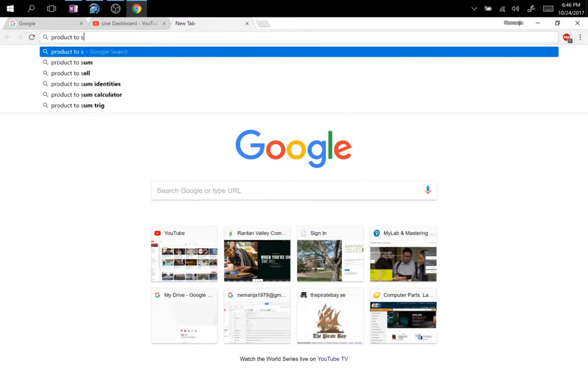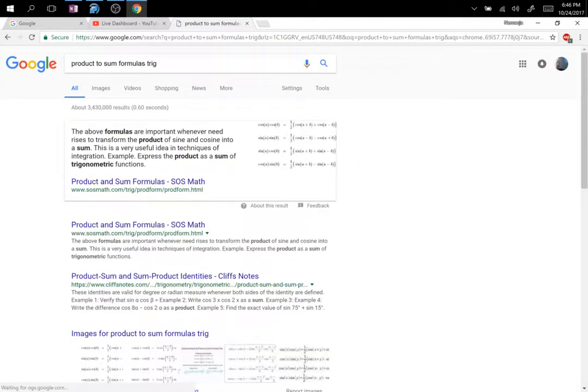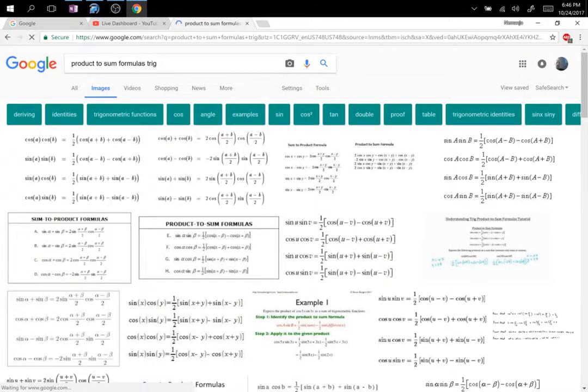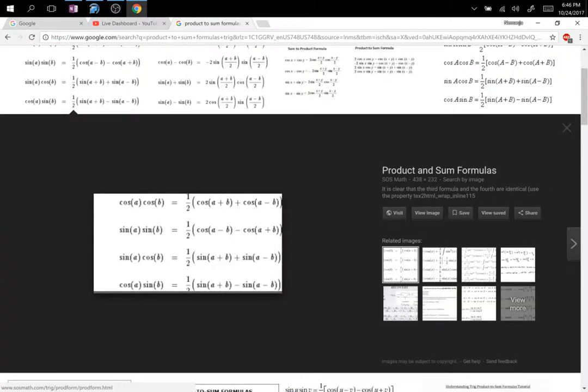Product to sum formulas. Trig. So what you do is the product of the two waves that have different wavelengths will interfere, but then to integrate those, we can convert this into single sines and cosines right there.